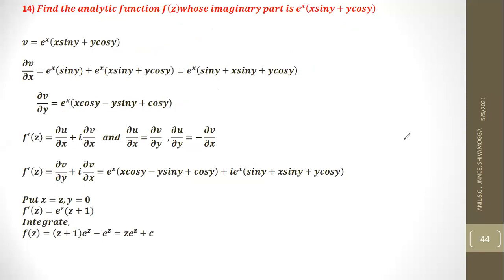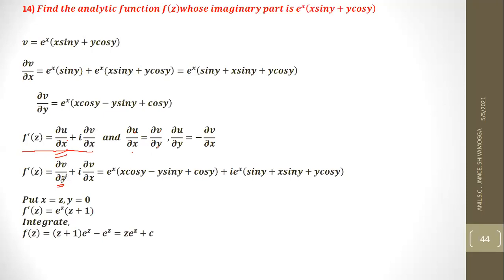Next, consider f dash z is equal to del u by del x plus i into del v by del x. This is the second working group, and use the appropriate CR equation. We do not have this del u by del x. Therefore, this partial derivative is to be replaced using the CR equation. Del u by del x is equal to del v by del y. Del u by del x is replaced by del v by del y, and the rest as it is, plus i into del v by del x.